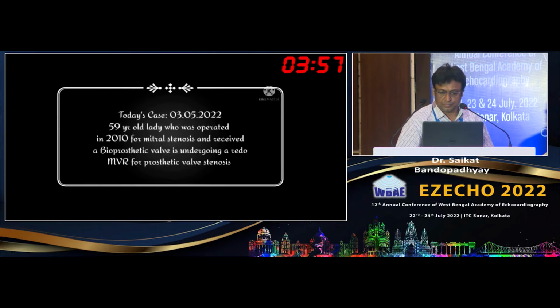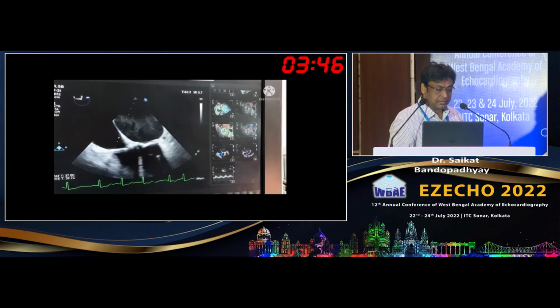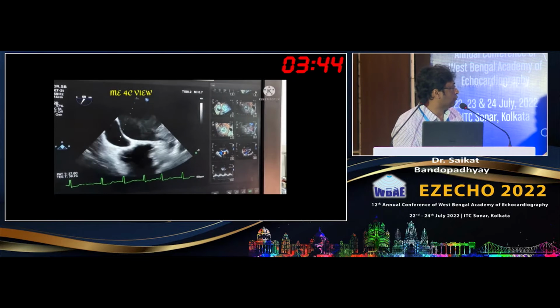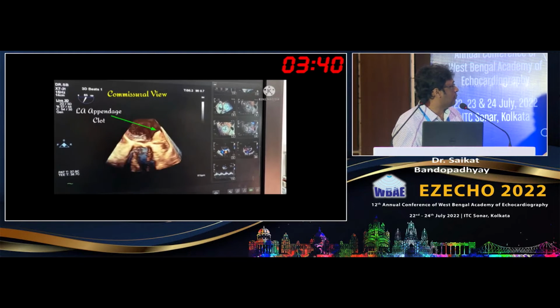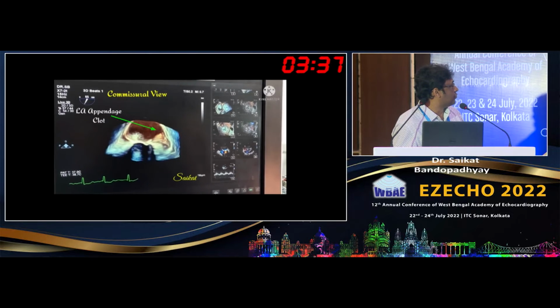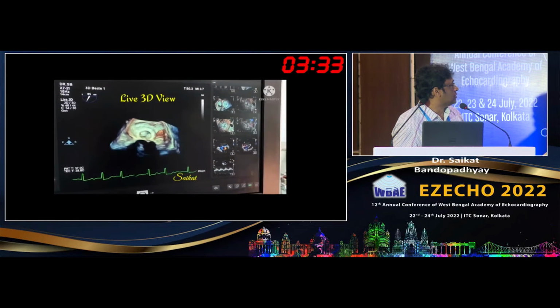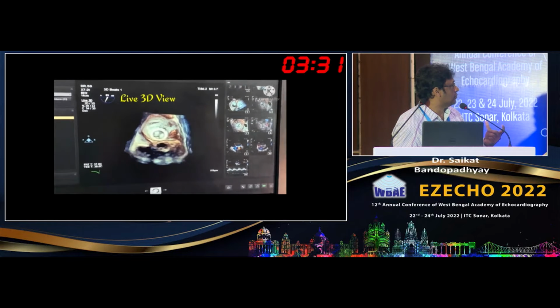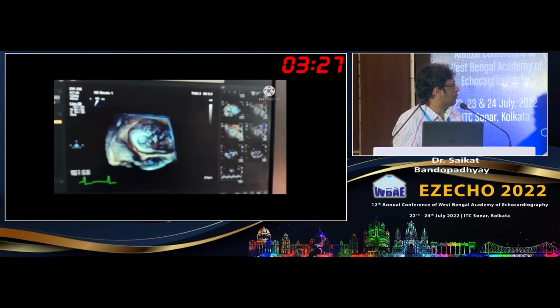So this is a case of assessment of a bioprosthetic valve, which got stenosed after 10 years in a 59-year-old lady. There's nothing great about this, but for viewing pleasure, there's a huge LA clot you can see in the appendage. And you can see a lot of aliasing over there. And then if you look at, this is just increasing the live 3D elevation plane. You can see an almost frozen, highly calcified bioprosthetic valve.